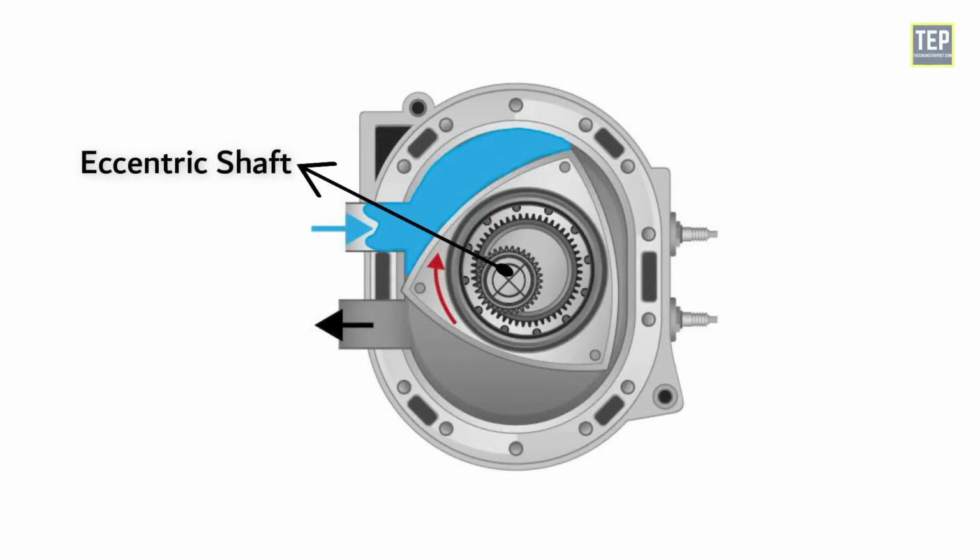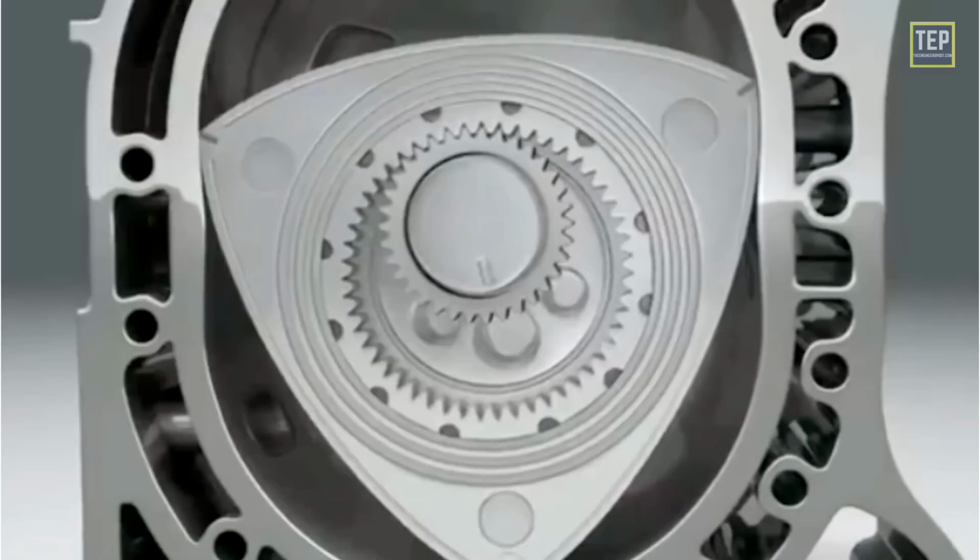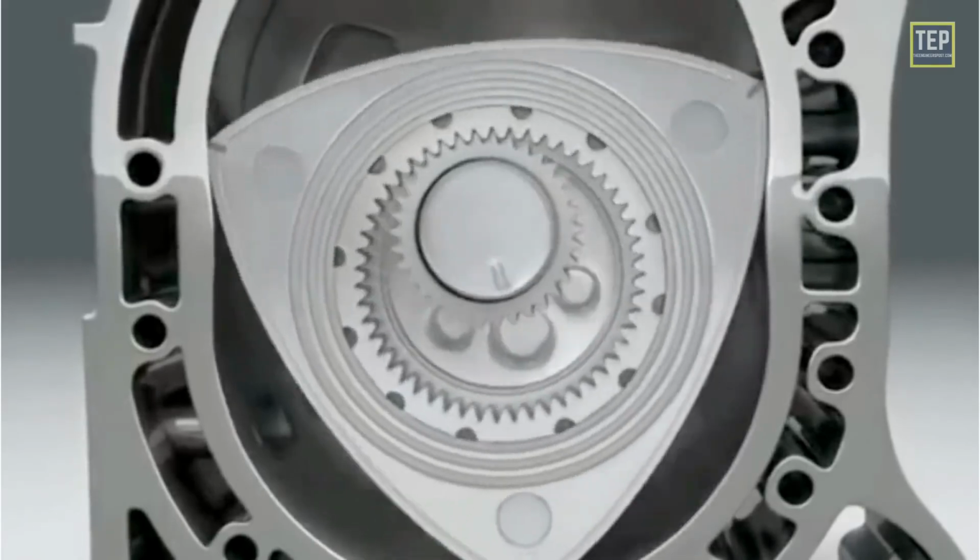The central drive shaft, called the eccentric shaft or E-shaft, passes through the center of the rotor, being supported by fixed bearings. The rotors ride on eccentrics integral to the eccentric shaft.